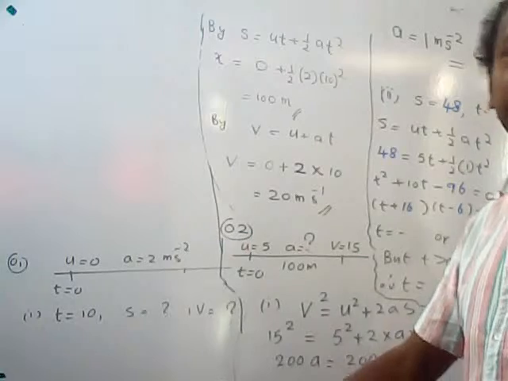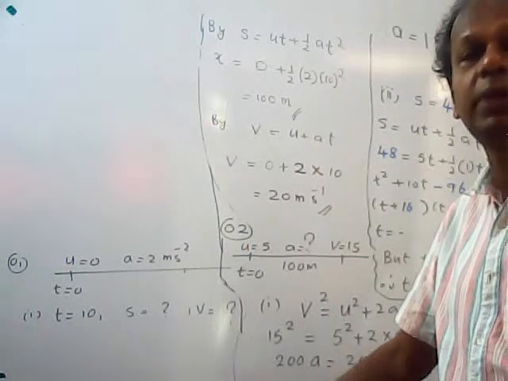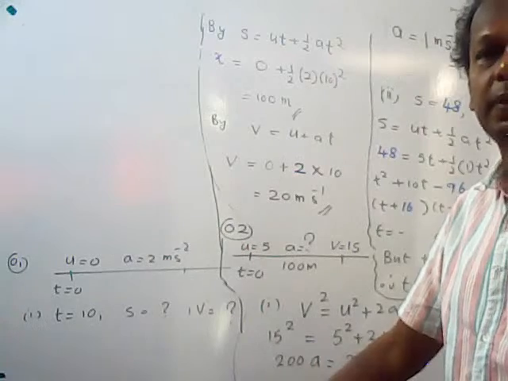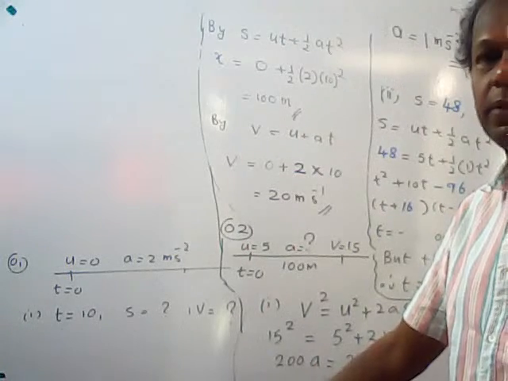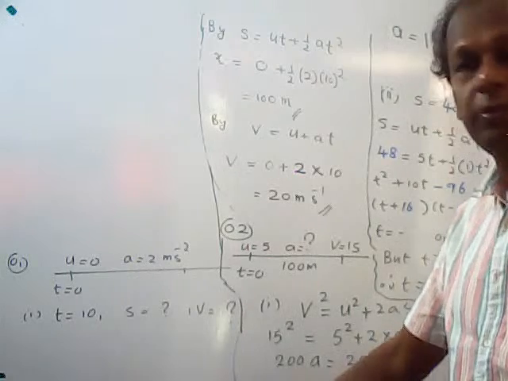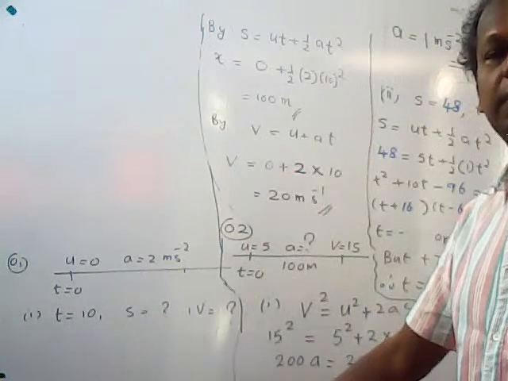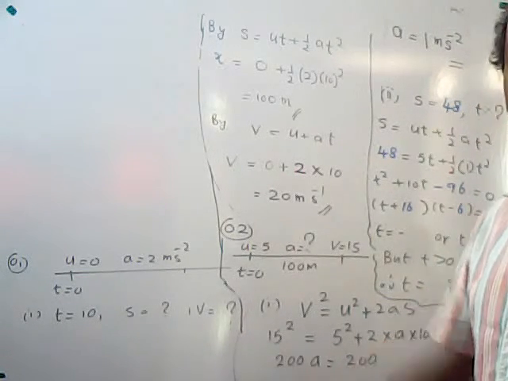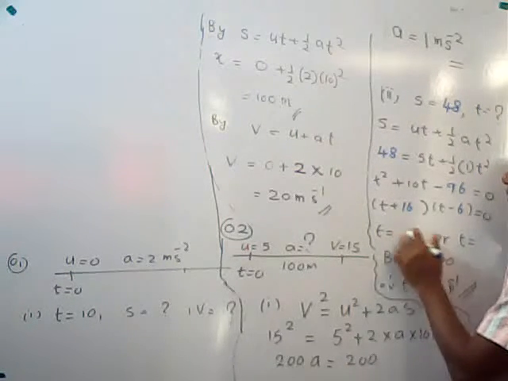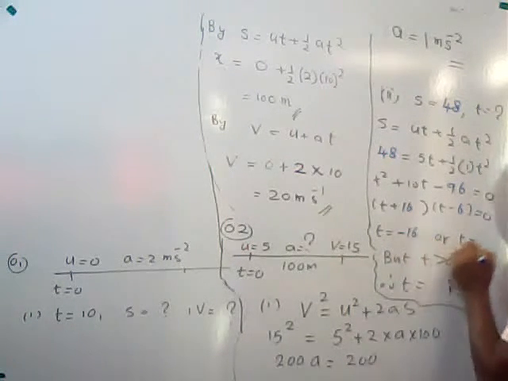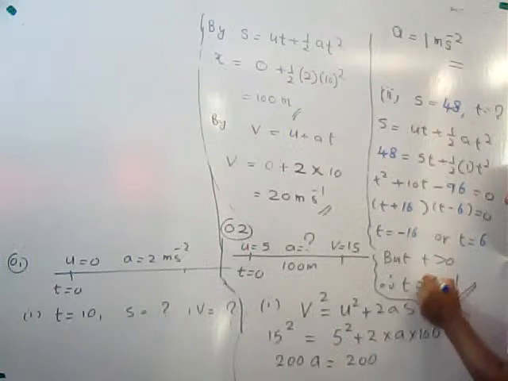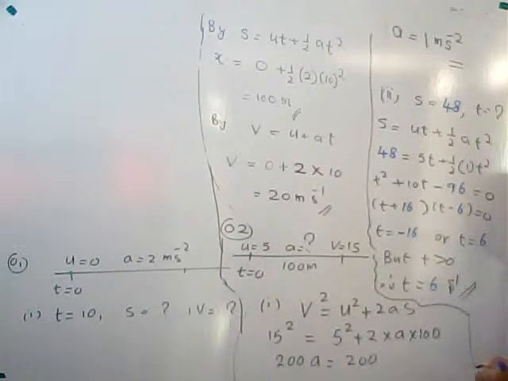When you use the other, you get the answer directly. That's why there was a small mistake there. It's good to use this, the quadratic, the third formula, right? So the answer is minus 16 and 6, but it has to be positive. So you take the positive answer.